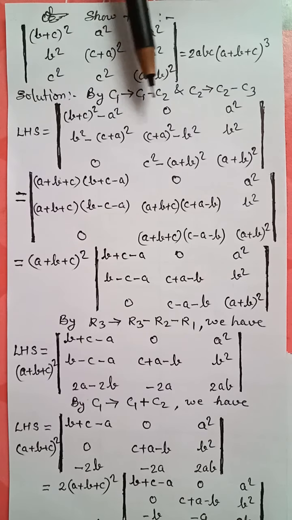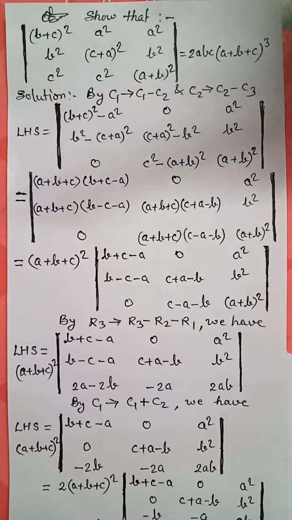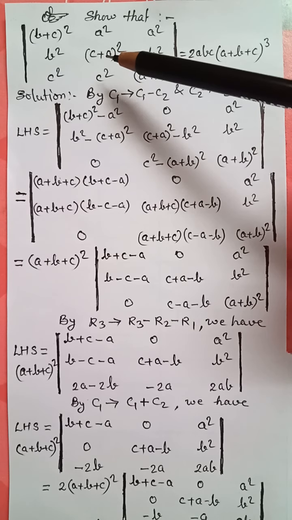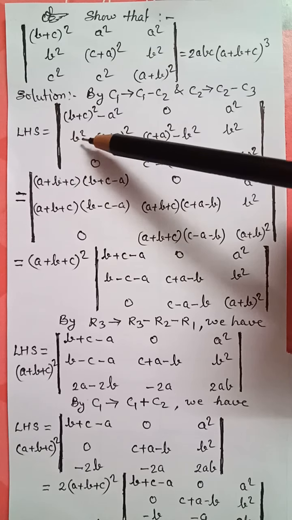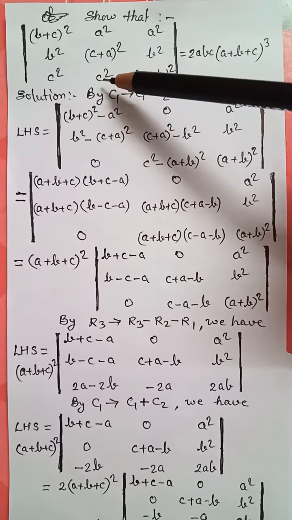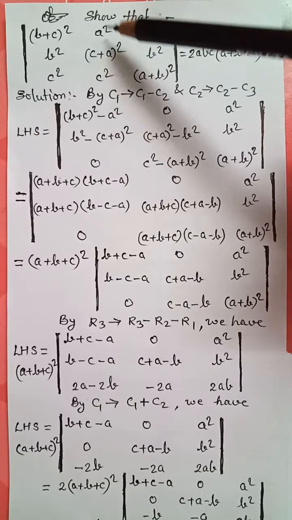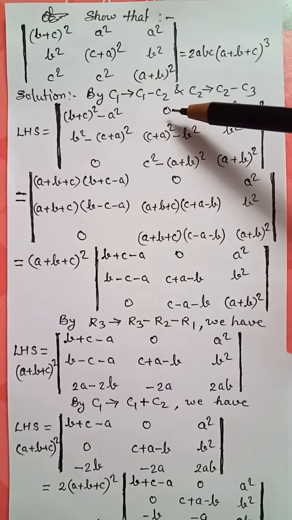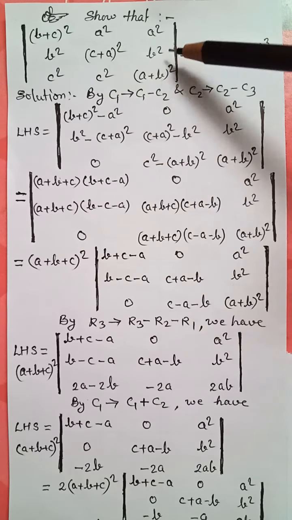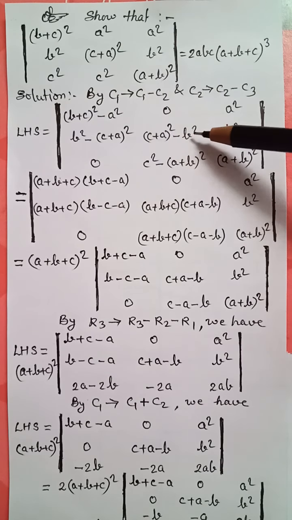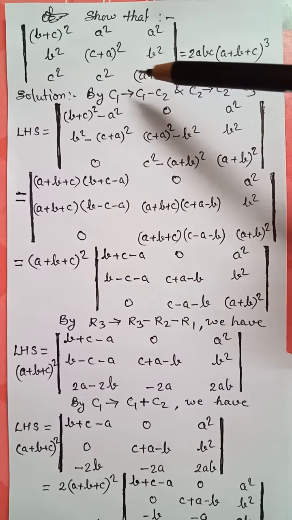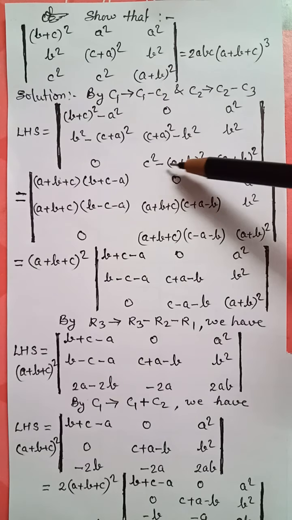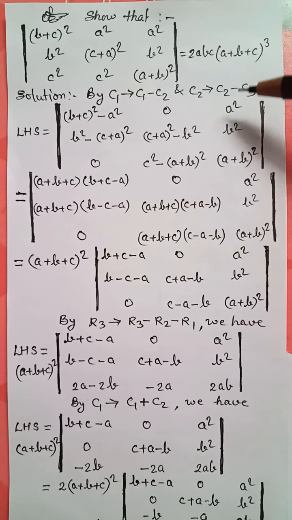Here column 1 minus column 2: (B plus C) square minus A square, B square minus (C plus A) square, B square minus (C plus A) square, and C square minus C square, that is 0. Similarly here A square minus A square is 0. (C plus A) square minus B square, (C plus A) square minus B square, and C square minus (A plus B) square, C square minus (A plus B) square. And this column, that is third column, will remain as it is.